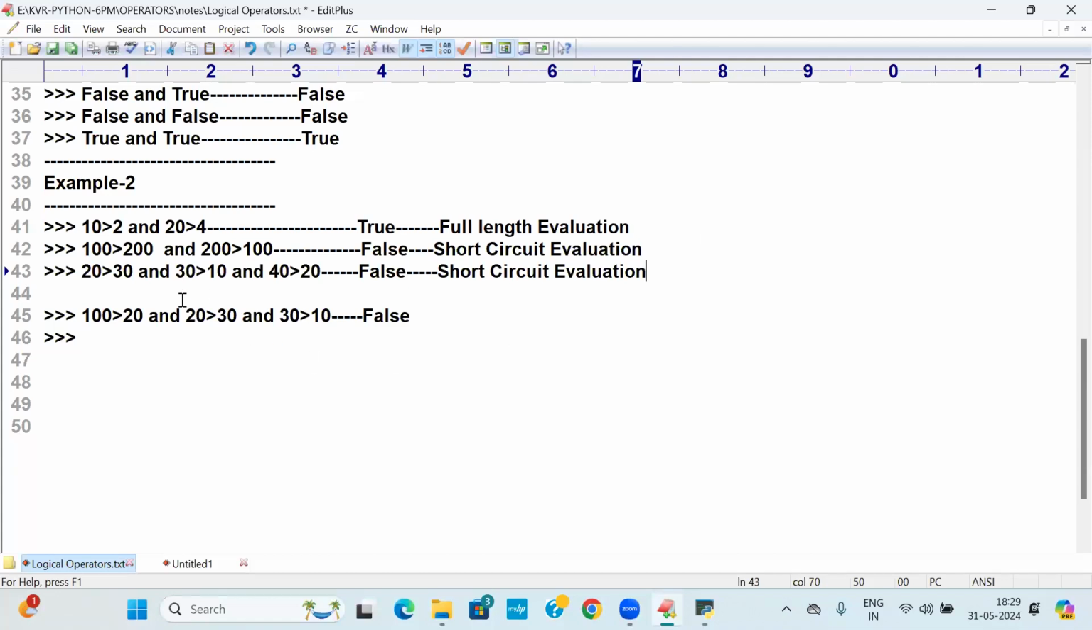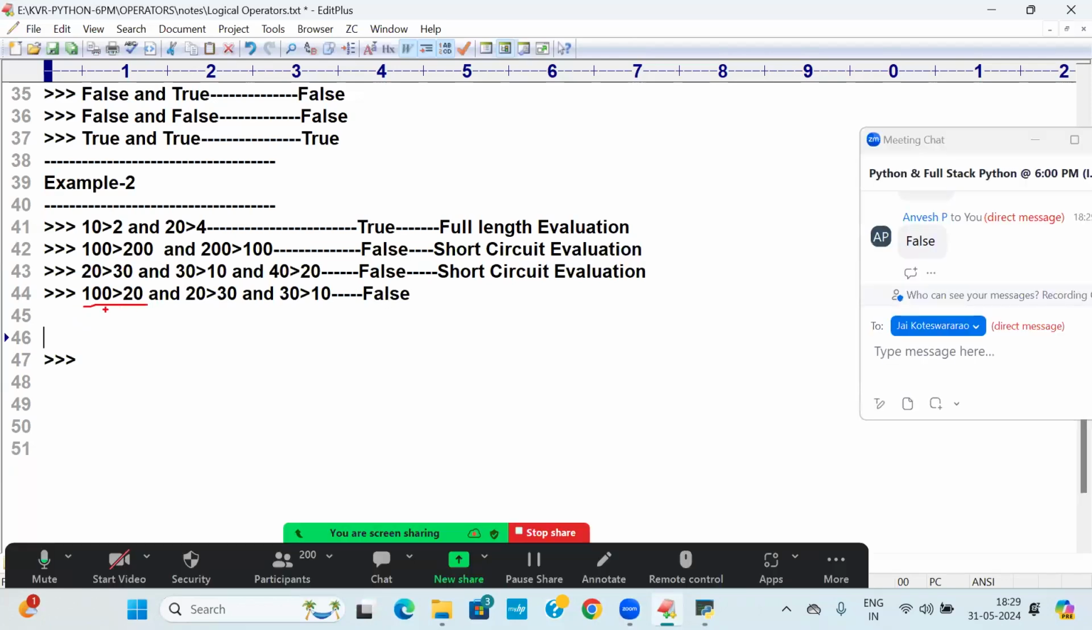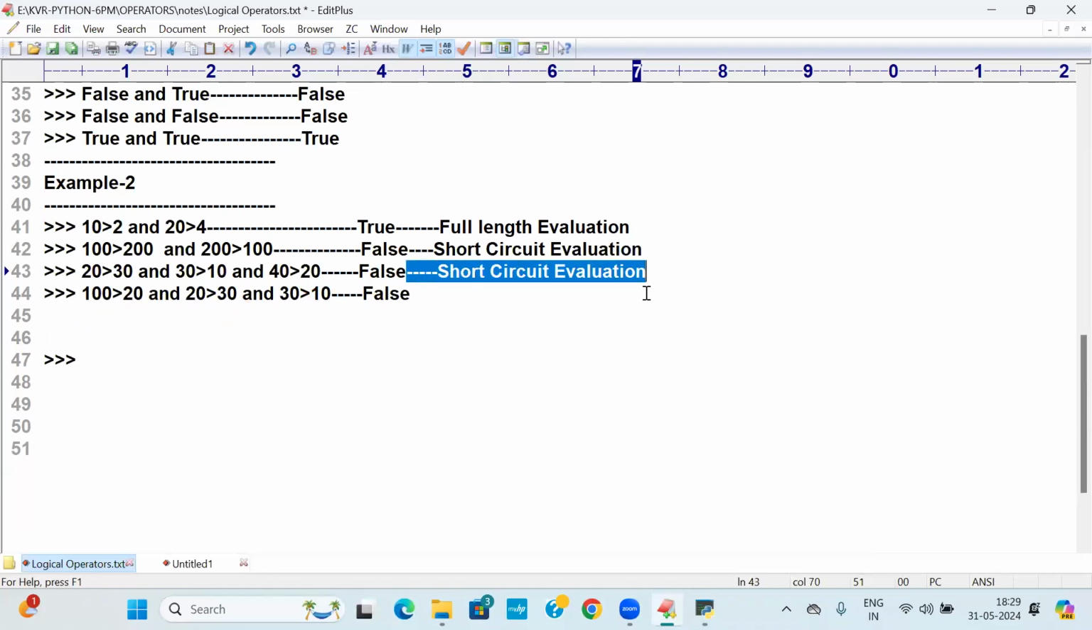So go to the next point. You say this example. Come on. 10, 100 greater than 20. True. Will it go to the second? Yes, compulsorily it will go to the second. The second one is what? False. False means will it go to the third, fourth, fifth? No. What is this also called? Short circuit evaluation. Clear or not clear? Clear.